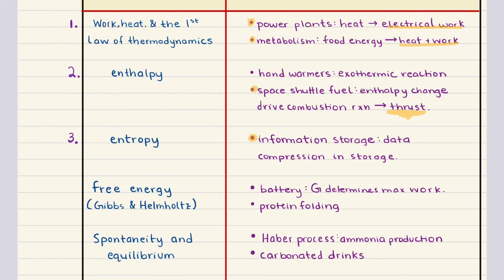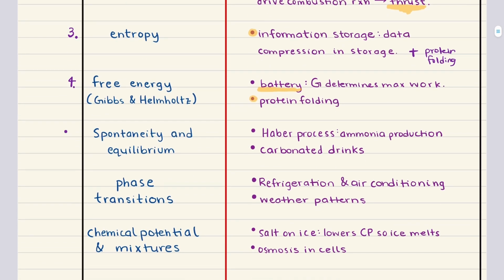In biology, entropy plays a critical role in protein folding. Free energy, whether it's Gibbs or Helmholtz, tells us the maximum useful work a system can perform. And this concept is indispensable in electrochemistry, where it determines the work available from a battery. It's also super important in biochemistry, where it governs processes like protein folding and enzyme catalysis. Spontaneity and equilibrium are also core topics that we're going to discuss in our course, and they're essential to understanding how reactions proceed and when they stop.